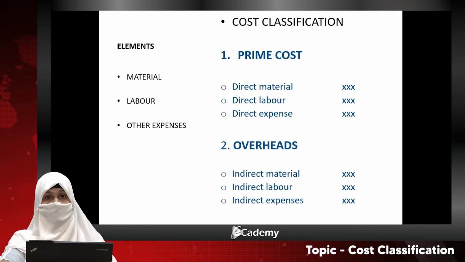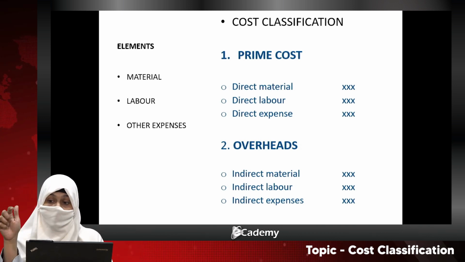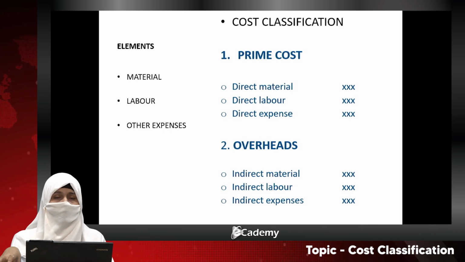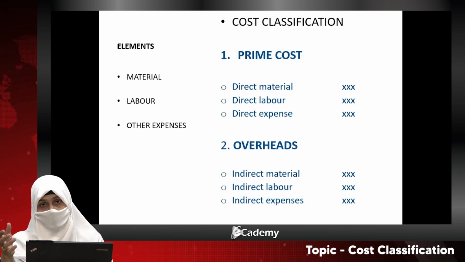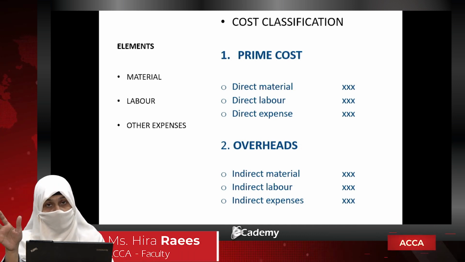Obviously, if you are working overtime on the request of the customer, in that overtime period you must be working on the manufacturing of that customer's order. So that cost would be directly chargeable to those units which you are manufacturing for your customer. If you are incurring any extra expenses because of the special request of the customer, then that expense would be a direct expense.